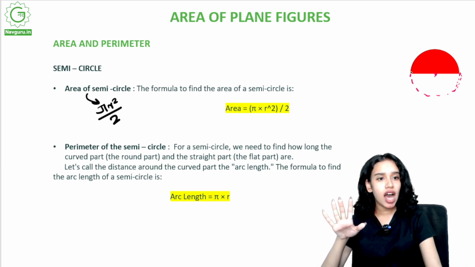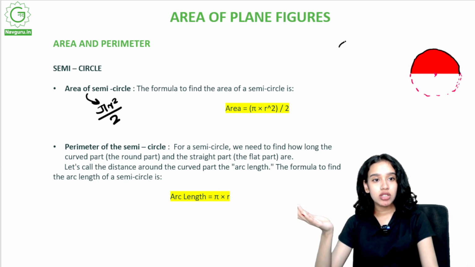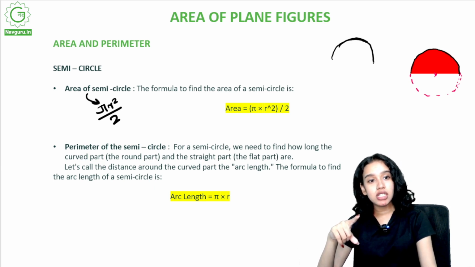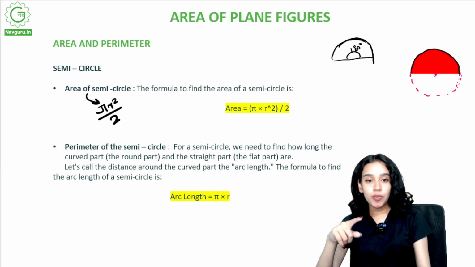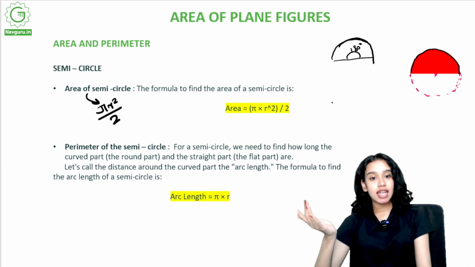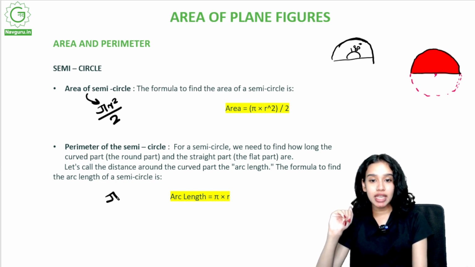we have to find the arc length. Why? Semicircle is actually an arc of 180 degrees, right? So arc is actually a part of the circle on the edge, right? Now what is a semicircle? Semicircle is also an arc, but what is the angle of the arc? It's 180 degrees, right? Now for a semicircle, we need to find how long the curved part or the round part and the straight part are. So we have to find what is this part and what is this part, and that would be equal to pi into r.